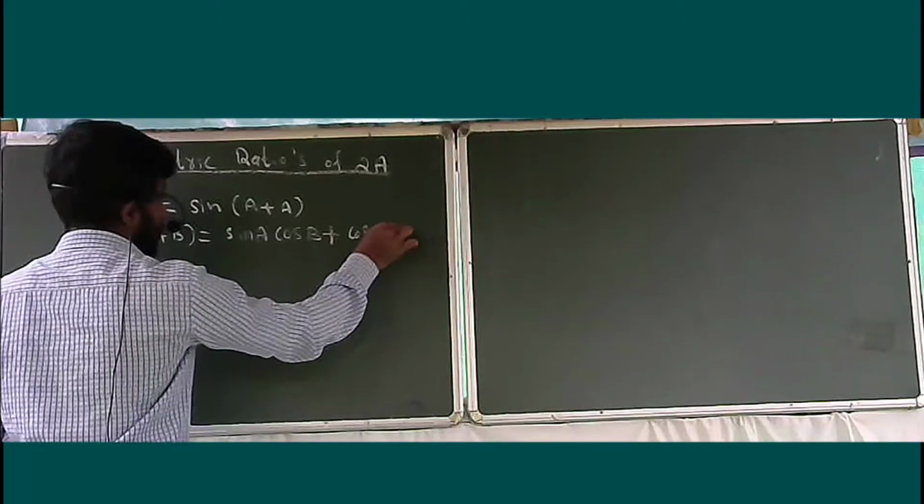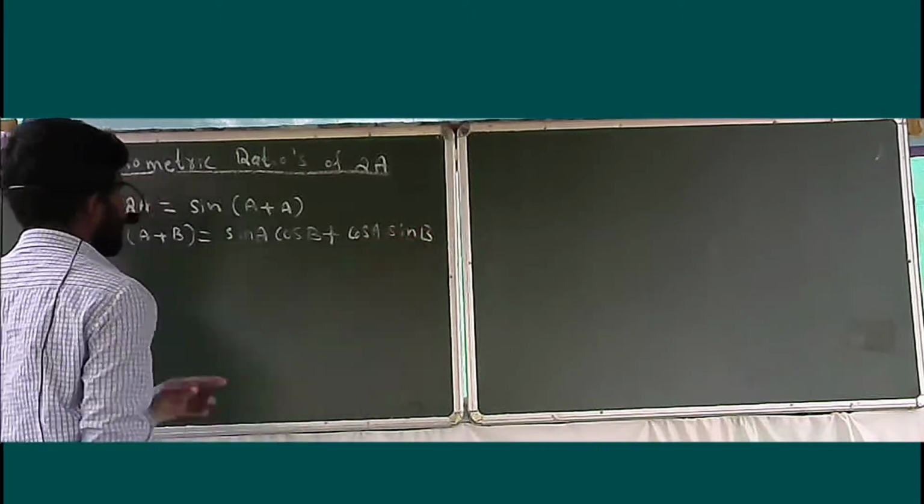In the compound angles we studied, sin 75 you can write as 30 degree plus 45 degree. Similarly, sin 2A can be written as sin of A plus A, and sin of A plus B, what's the formula? Sin of A plus B is equal to sin A cos B plus cos A sin B.